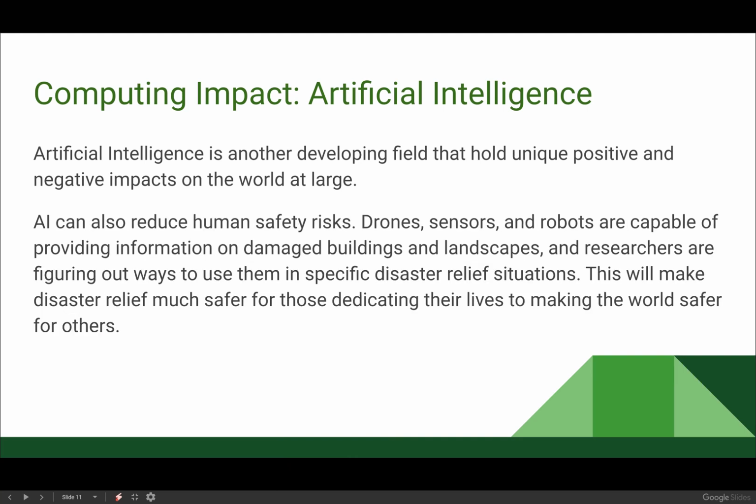And that machine in our home will tell us to do our homework at 8 p.m. AI also reduces human safety risks. We can send drones and sensors and robots to look at damaged buildings or landscapes, which might be a hazardous location for humans to be. And researchers are figuring out all kinds of ways to use these tools in a variety of different disaster relief situations. And this makes disaster relief way safer for people who are dedicating their lives to making the world safer for other people. We want to ensure that we're using our technology in a way that's safe for everyone.